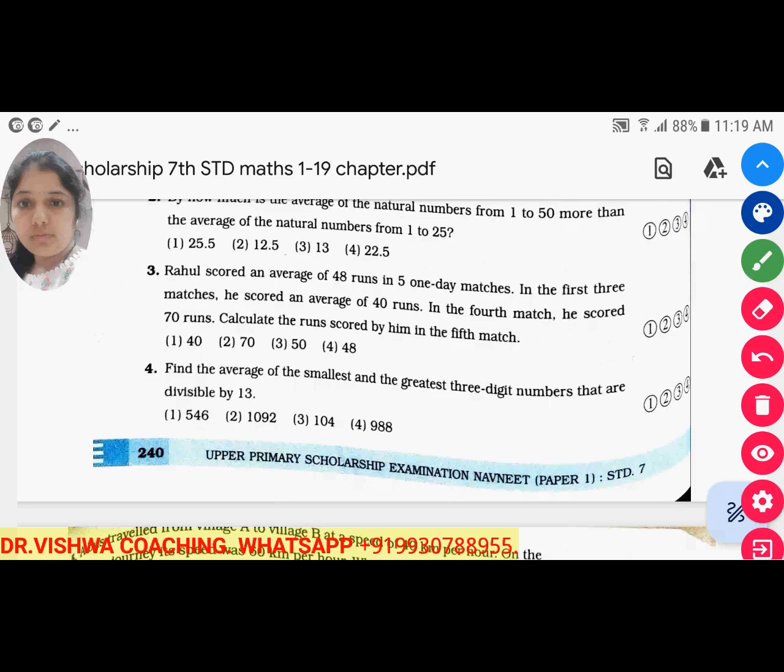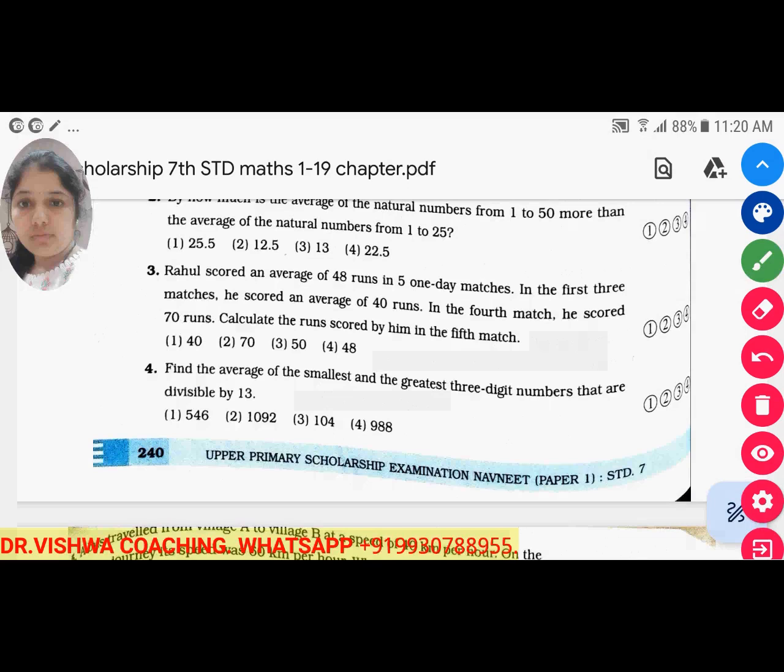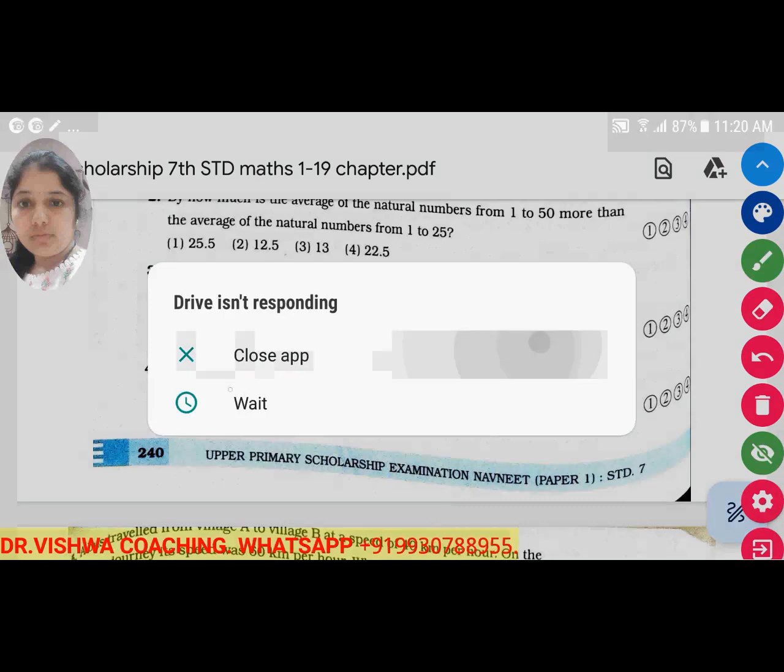So you can say, my network is a little bit hanging, but just wait for a minute. Now see, the total score by him in 5 matches is 48 multiplied by 5.